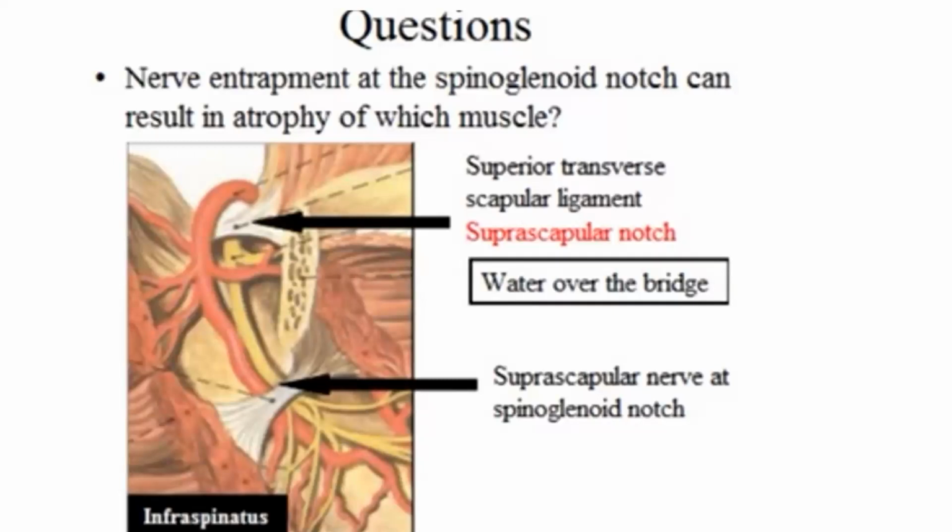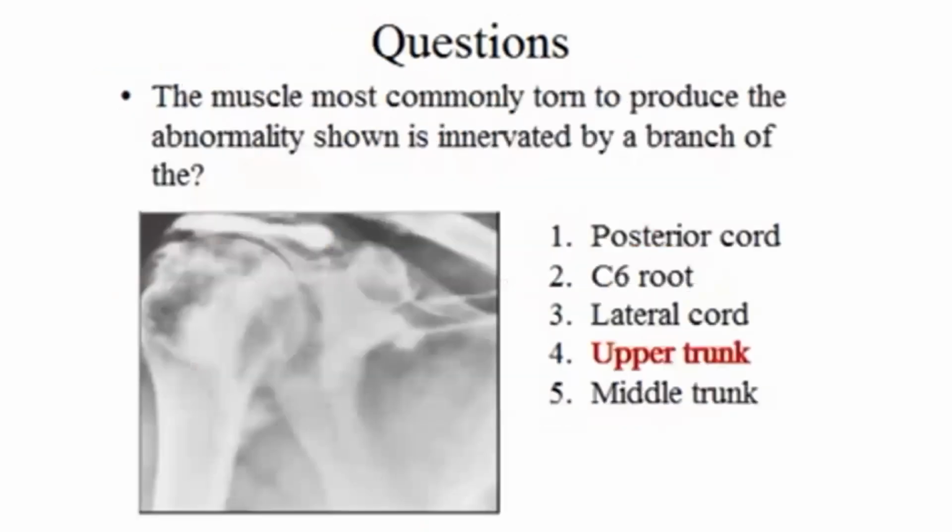You have to know, if you look at the upper arrow, this is the suprascapular notch. If you have an obstruction over there or any kinking, this will produce paralysis of the supraspinatus and infraspinatus. Keep this in mind.